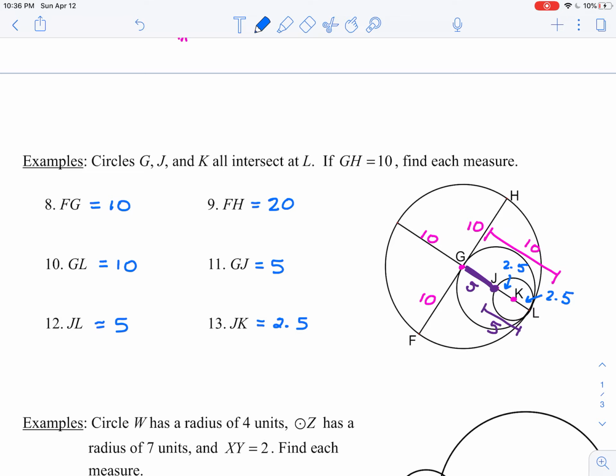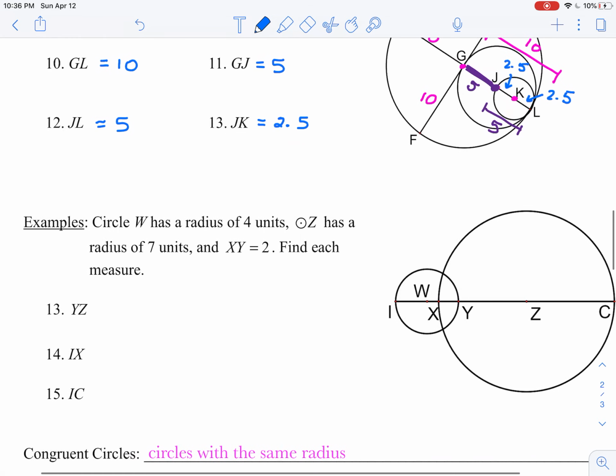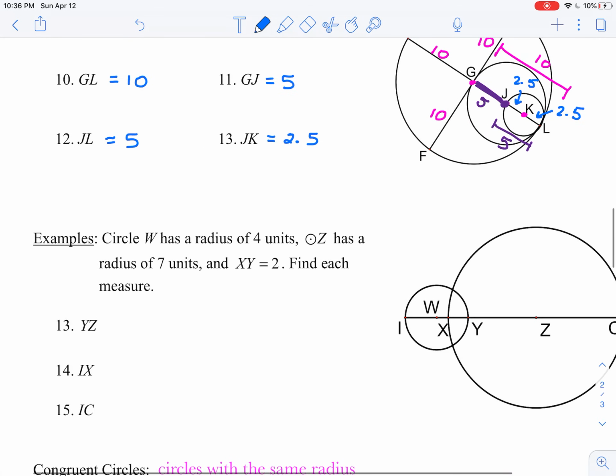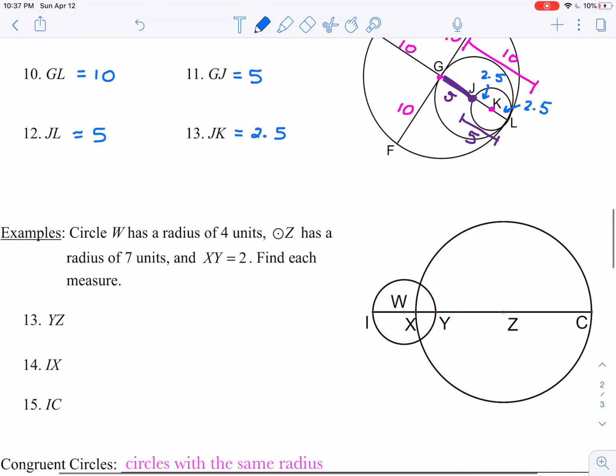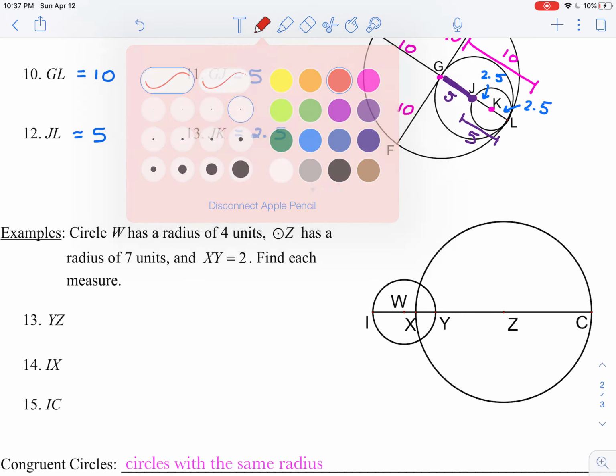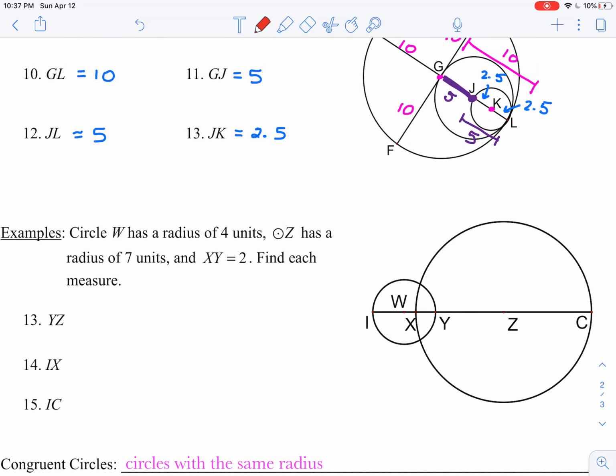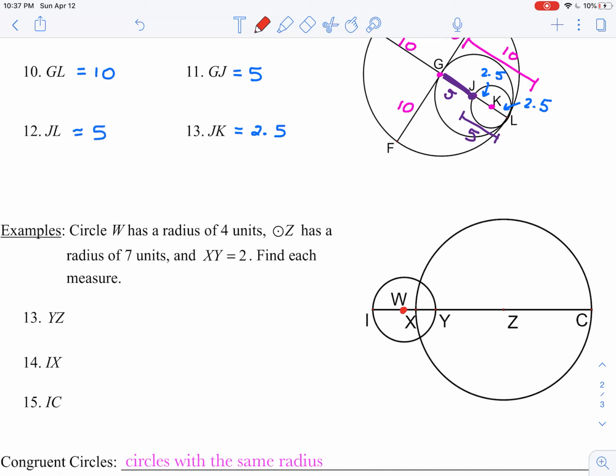Okay, for questions 13, 14, and 15, it says circle W has a radius of 4 units. Circle Z has a radius of 7, and the length of XY is 2 units. So W is the center of the circle on the left, the smaller circle, and that circle has a radius of 4 units. So W to I has to be 4 units, and from W to the other end of the circle, Y here, must also be 4 units.